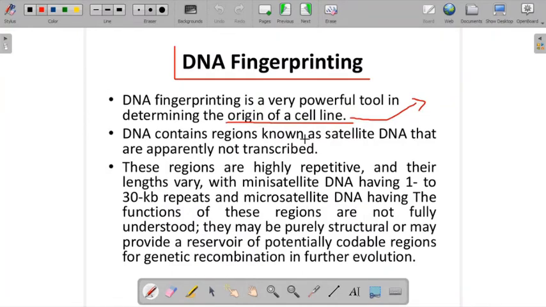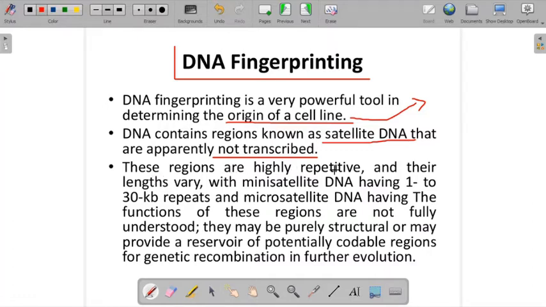Now, DNA fingerprinting. Basically, DNA contains regions known as satellite DNA, right? These DNAs are common, and somehow they have developed multiple copies in the DNA segment or in the chromosomes, and the repetitive form of DNA segments, we call them satellite DNA. Microsatellites are there, and apparently they don't transcribe themselves, so they don't show any property to form protein. So they are not involved in the central dogma process.